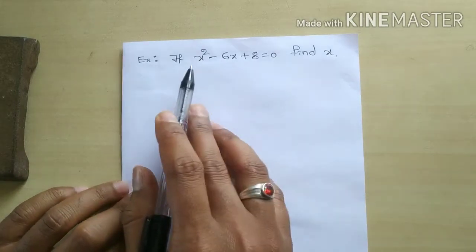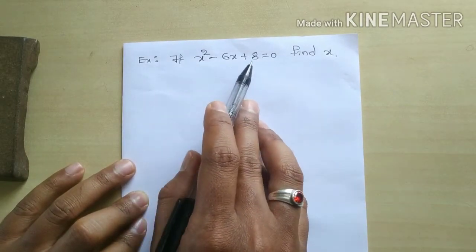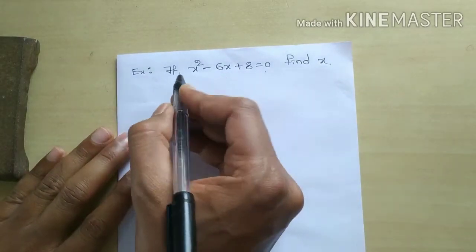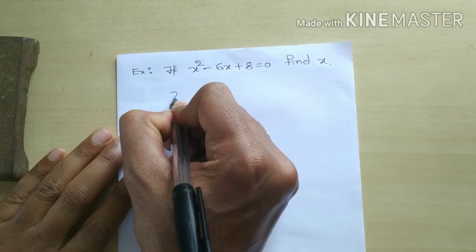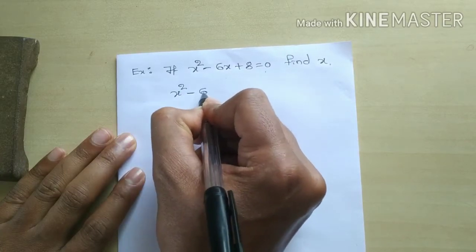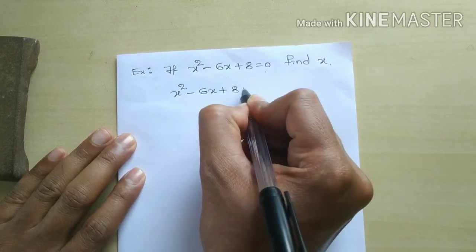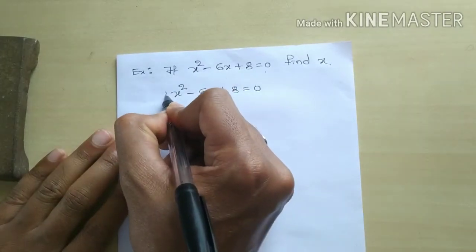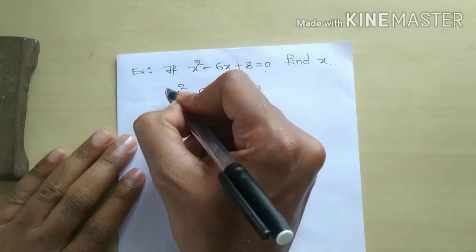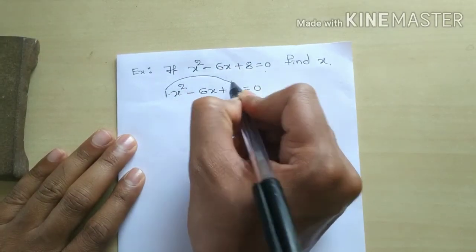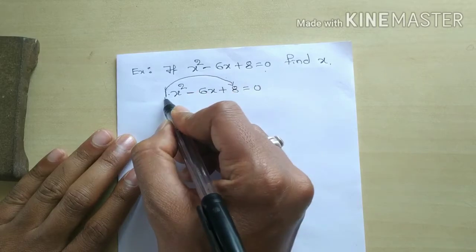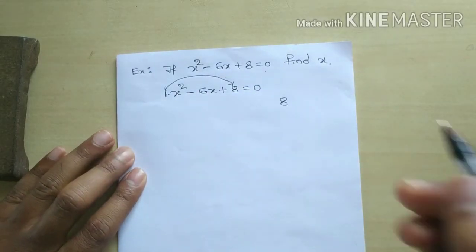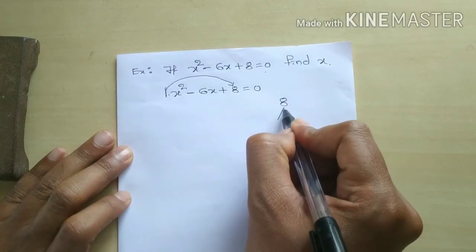Next example, if x square minus 6x plus 8 equals 0, find x. So first write that equation, x square minus 6x plus 8 equals 0. See, the x square coefficient is nothing, which means 1 will be there. First step, what to do? You have to multiply 1 with that 8. So you know 1 into 8 is 8. So next you have to split this number.